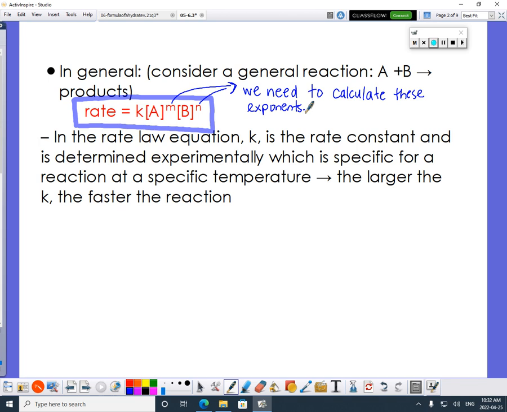There's also something called the rate constant, which is K, also determined experimentally. That means we need that chart of data to do it. And since it's all multiplying, the larger the K, the faster the reaction. The smaller the K, you'd be multiplying by a smaller number, so the smaller the rate. So we're going to calculate the exponents, we're going to calculate what K is, and we're going to calculate what rate is.